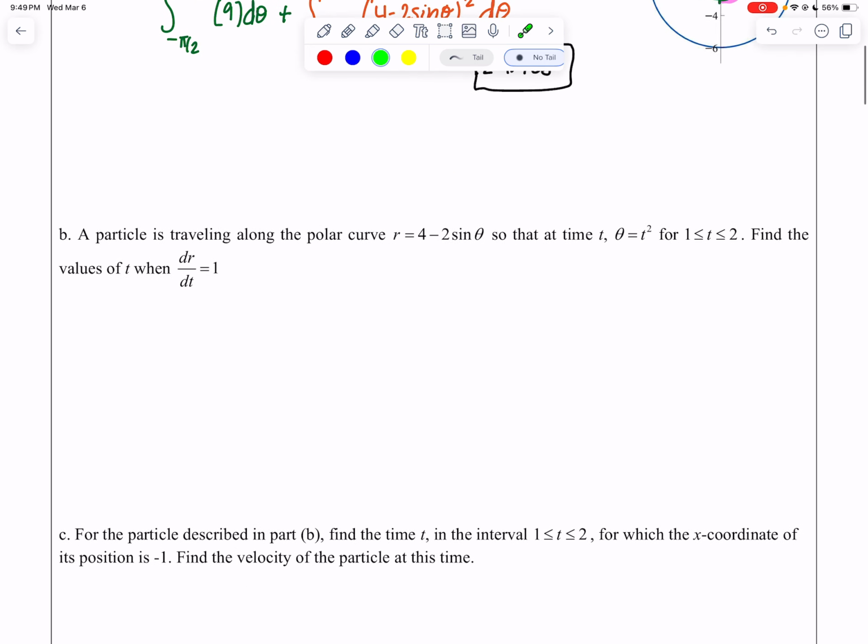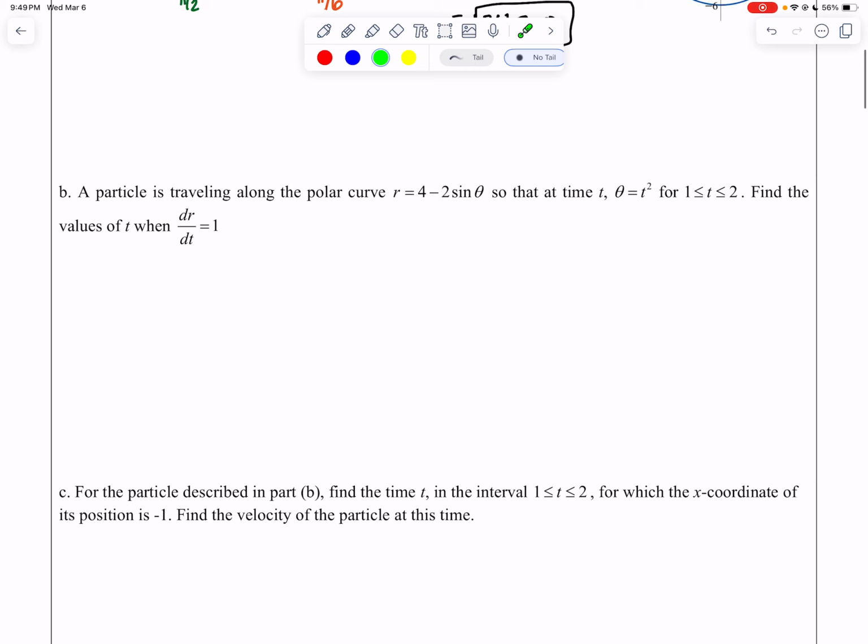All right, part B. A particle is traveling along the polar curve r equals 4 minus 2 sine of theta, so that at time t, theta is equal to t squared for t from 1 to 2. We're going to find values of t when dr/dt is equal to 1. Okay? So if I want dr/dt, we got to figure out what that is using the chain rule. So dr/dt is going to give us dr/d theta times d theta/dt. And I'm going to plug in everything I know. So right now I know that dr/dt is equal to 1.